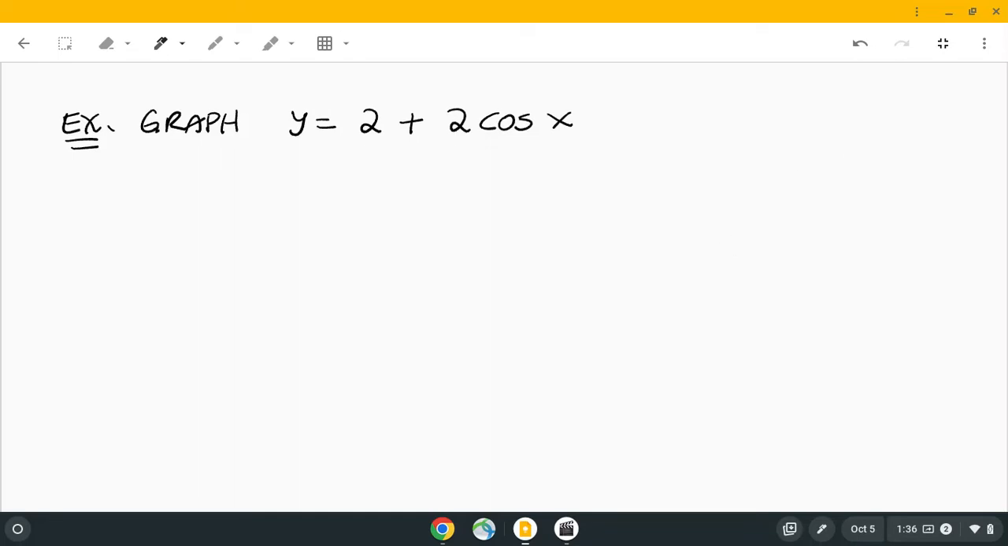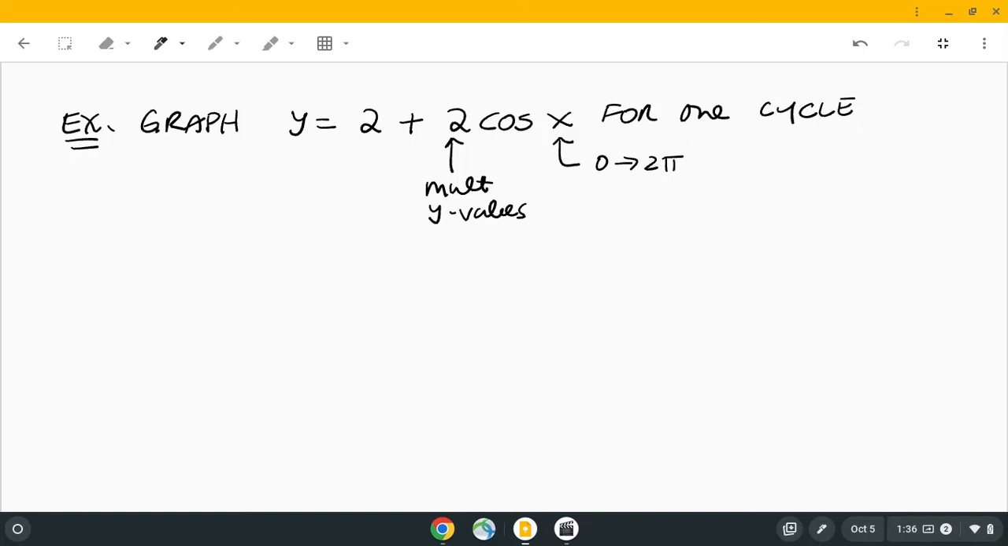Okay. So here, nothing happens to our angle. So we still have one cycle from 0 to 2 pi, right? So we're still going from 0 to 2 pi. Nothing happened there, right? This one here, this is one where we have to multiply our y values. That was from 4.2, right? And this is what we're doing now. This is the new one, and this is a shift. Since it's positive 2, we'll shift up 2.